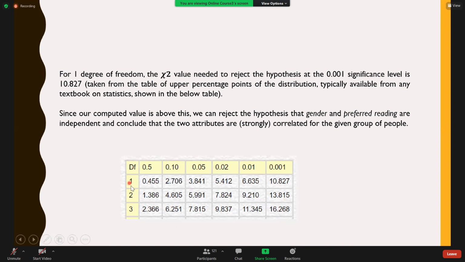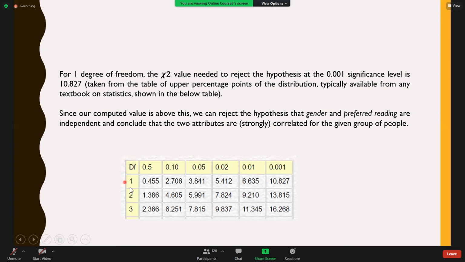So the degree of freedom can be anything. Here I have considered only a part of that table from the textbook, not the complete thing. The list may vary. It depends upon the number of R and C values. In our case, we got (2 minus 1) into (2 minus 1), which is 1. So this first row is important for us. We have to check this first row.